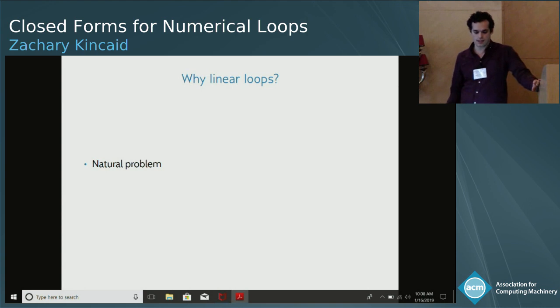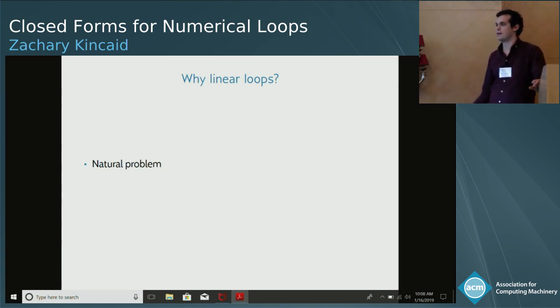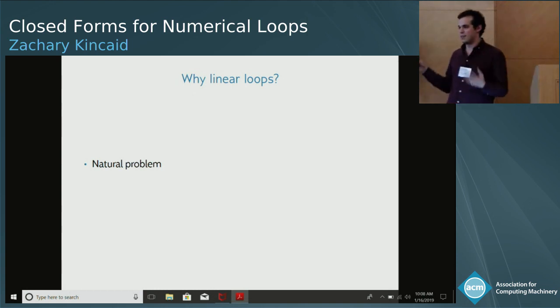So the first answer is that it's a natural problem. Right? We're asking about the behavior of iterated linear maps. This is a classical problem in dynamics. It's been studied for centuries. We're just attacking it from a different angle of program analysis.